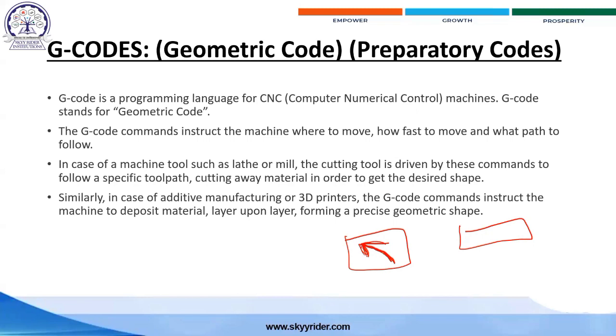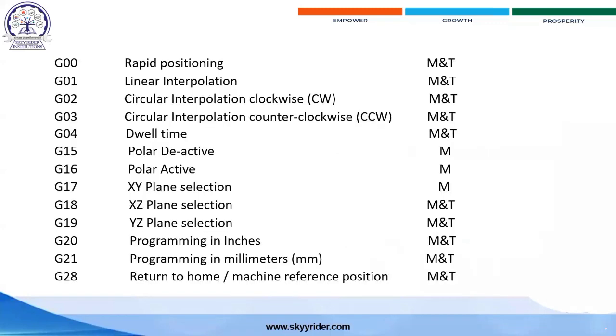The tool path that we are going to generate, or how we want the product to be cut, will be done by these G codes: how fast the tool will be moving, where it will move, which tools will be used, and in which path it will be moving. All these parameters will be written with the help of G codes only. So what are the G codes we have?